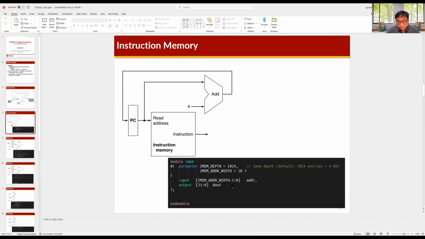As you can see, the width of the address is defined here, the IMM address width. And as we learned, the width of a RISC-V instruction is 32 bits, so that's why it is 32-bit data. And then these are the input and output.